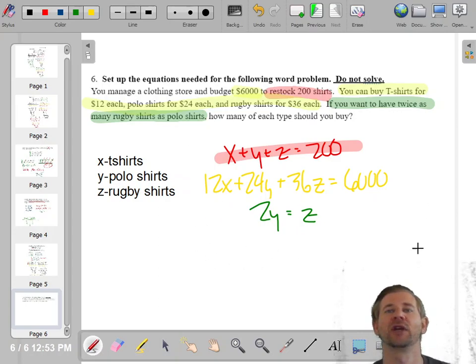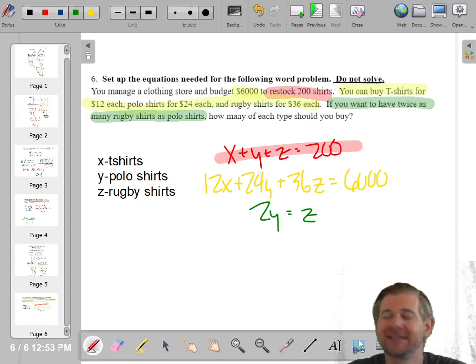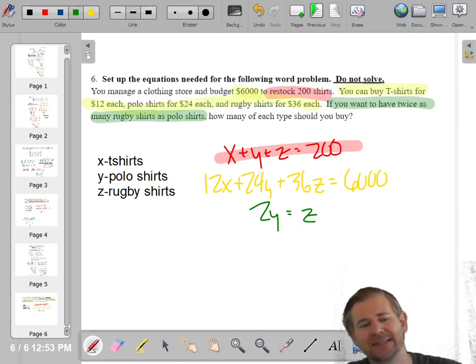So those are my 3 equations. I'm not going to solve this one, but you guys can check the key on Schoology. You can work through all these things. If you've taken care of your algebra math and you do your study guides, you're going to ace this test.